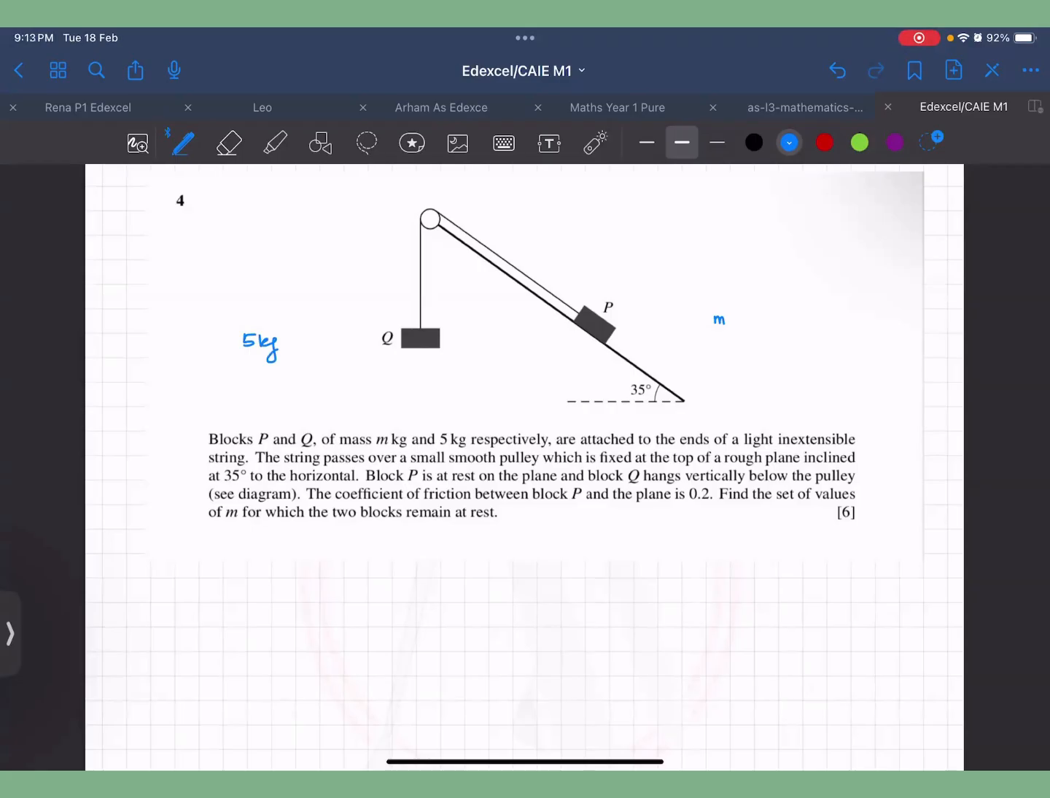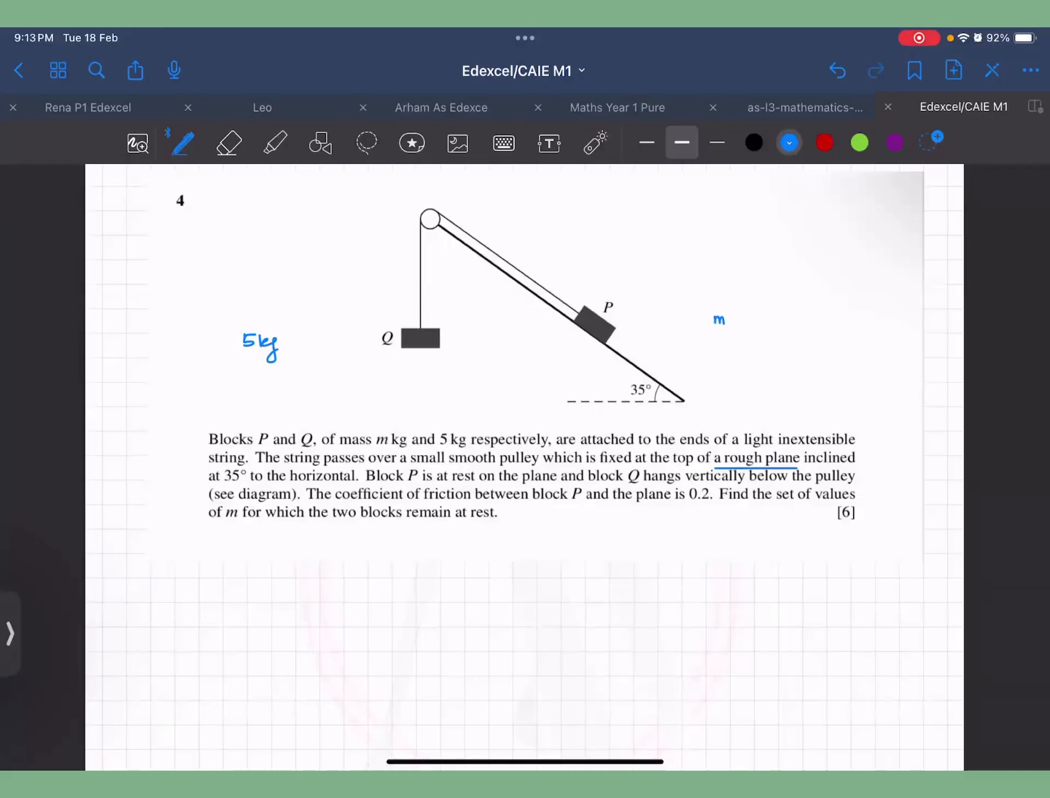They are attached to the ends of a light inextensible string over a smooth pulley, on a rough plane. Rough plane means that there is friction over here. The plane is inclined at 35 degrees. This is one of the very good questions, one of the difficult ones. I think I brought this question out in the last class, but we did not attempt it. We did the easier ones.